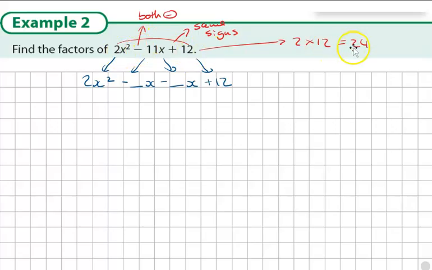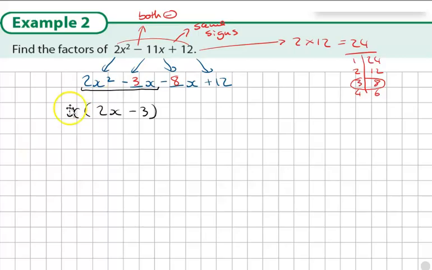2 multiplied by 12 is 24, so I get the factors of 24. And I'm going to choose 3 and 8, because minus 3x minus 8x is minus 11x. I factorize the first two terms, and I get x times 2x minus 3. I factorize the second two terms, and I get minus 4 times 2x minus 3.